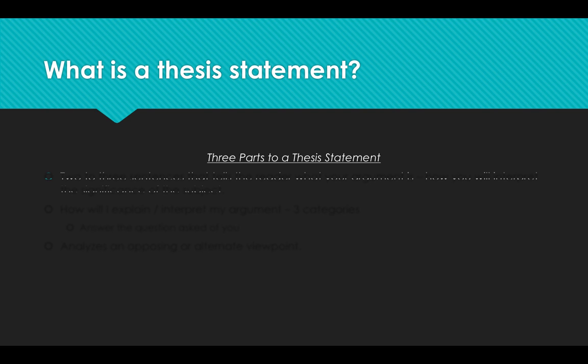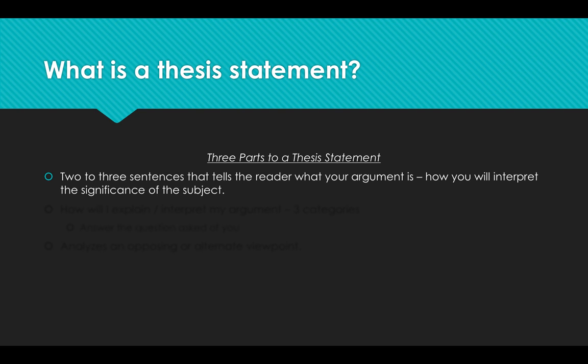There are typically 3 parts to a thesis statement in any class: English, science, social studies. These are typically 2 to 3 sentences that tell the reader what your argument is, how you will interpret the significance of the subject. Very quick, very specific. What is your argument? What is the significance? And then those things that tell us how to interpret my argument, those 3 categories.